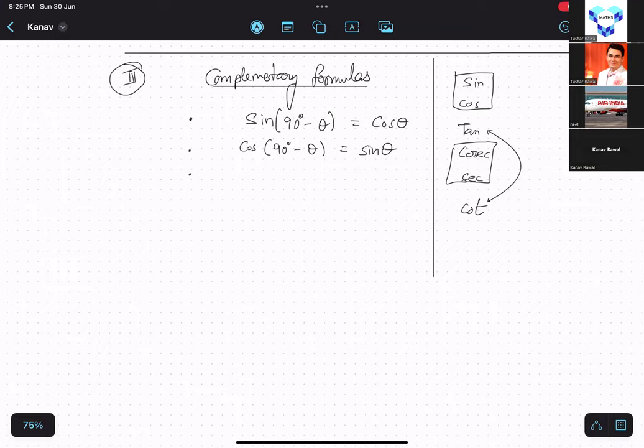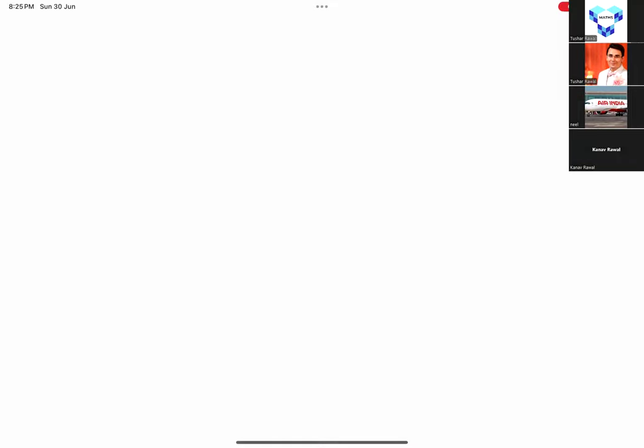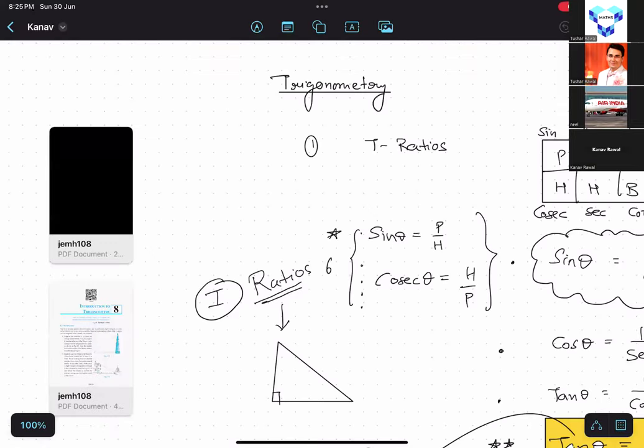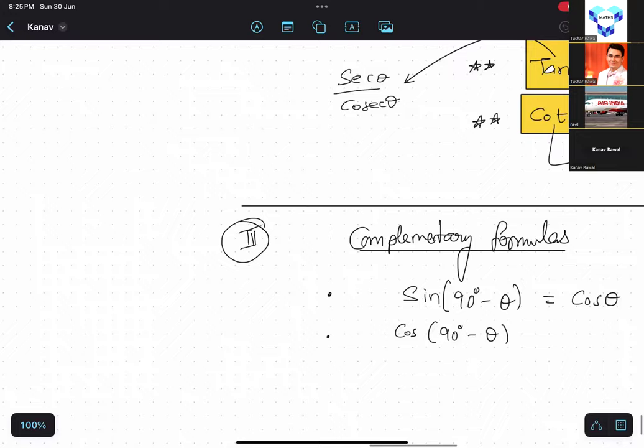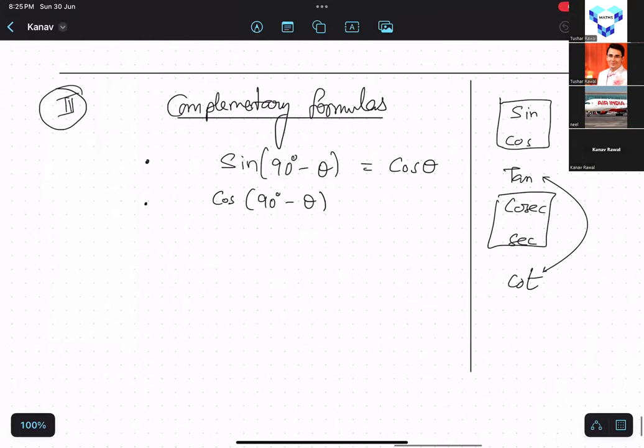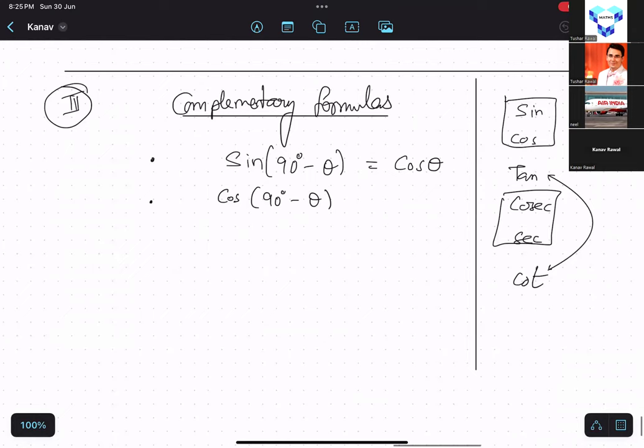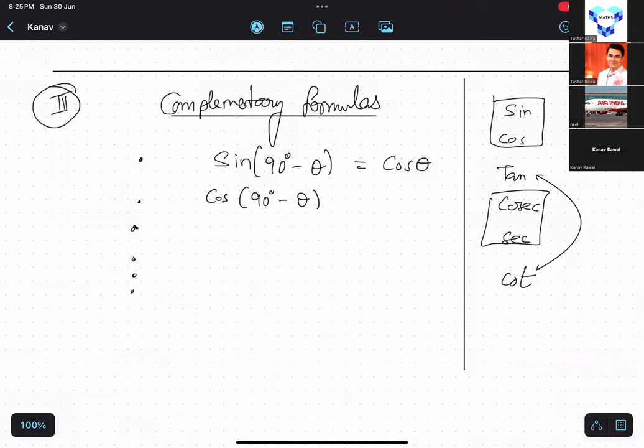Should I write all of them or will you be able to write? You guys can write, so I'm not going to write all the formulas. Give me 2-3 seconds to open the page. You can put the heading complementary formulas, and the complementary formulas are these 6 formulas: 1, 2, 3, 4, 5, 6. Please write them down on your own. The third formulas are done.